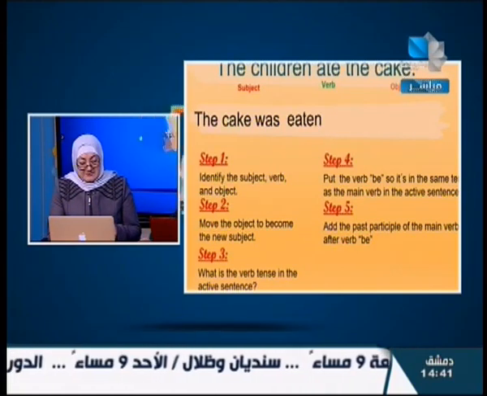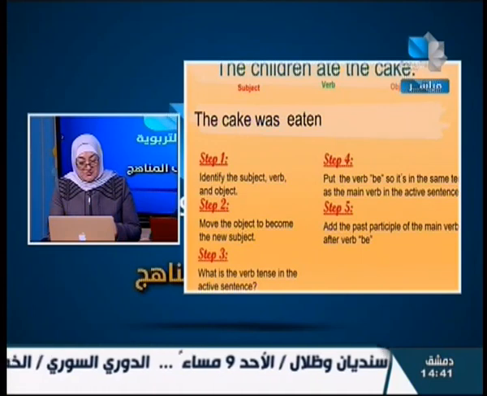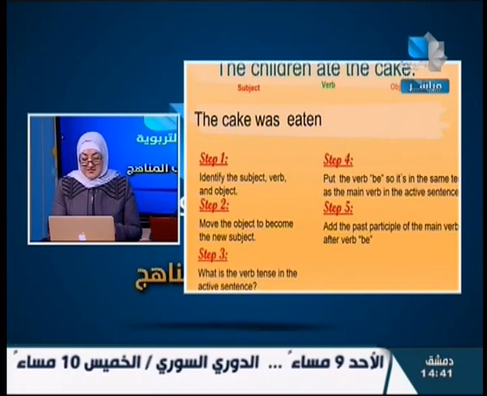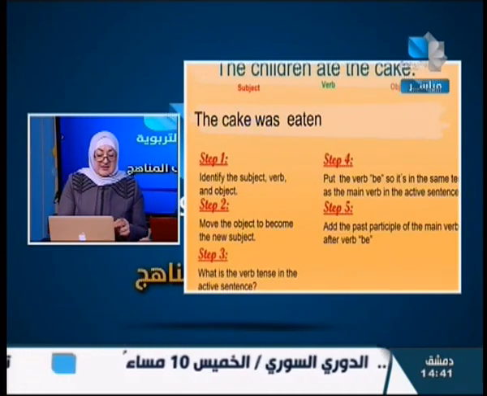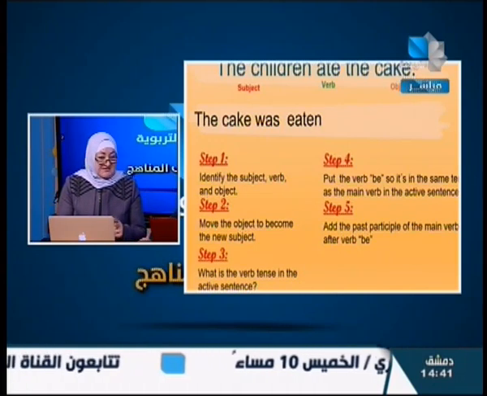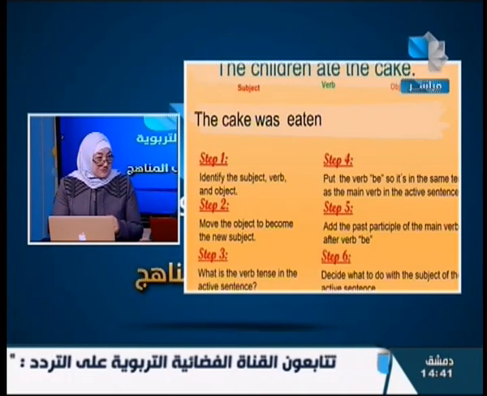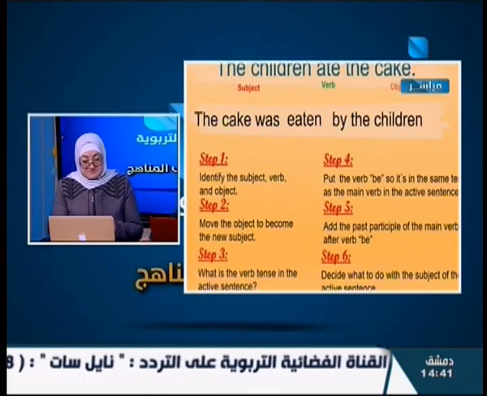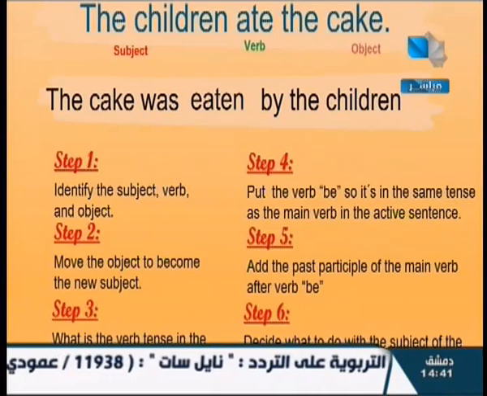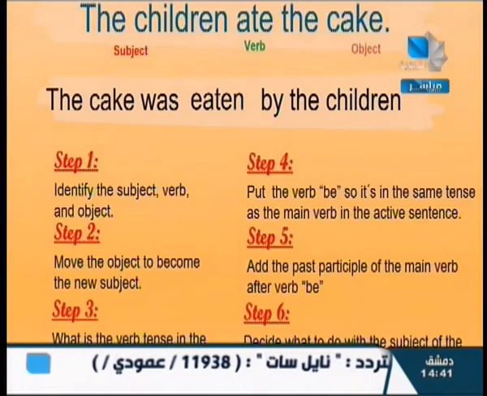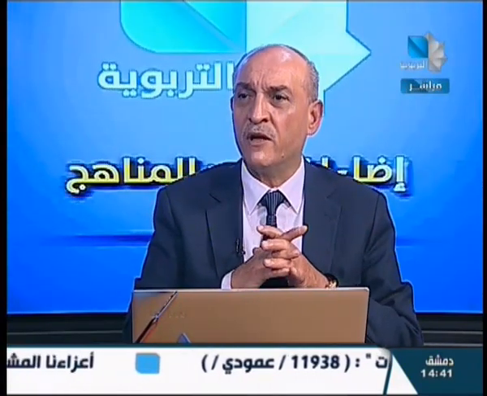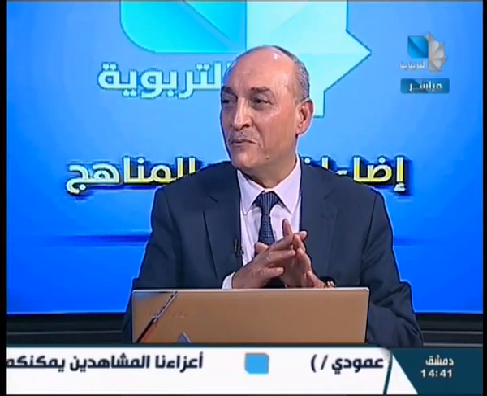If necessary, decide what to do with the subject of the active sentence. If the subject is important, if the subject is a person or it's very important, we add it after the preposition by or sometimes with. Yes. Okay. Thank you very much. So, in general, there are 3 main steps, but here we made them 6 steps.